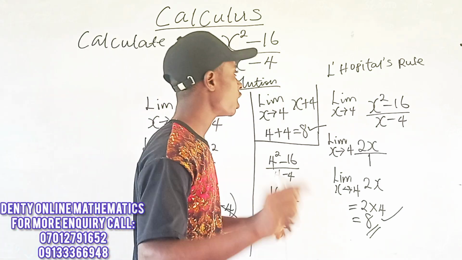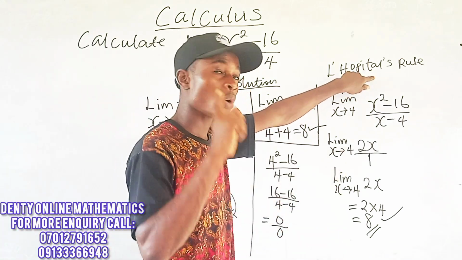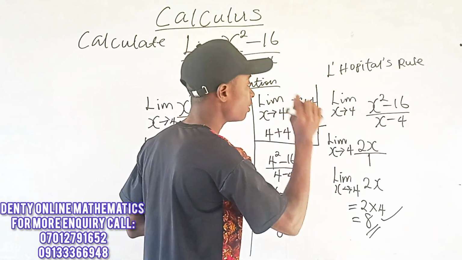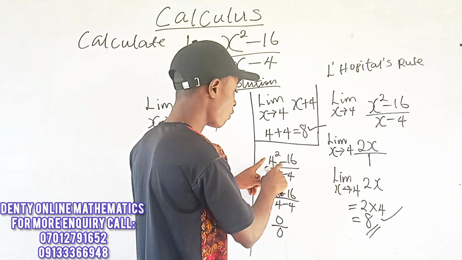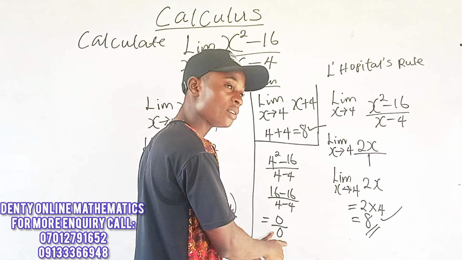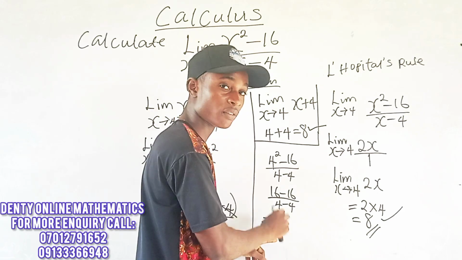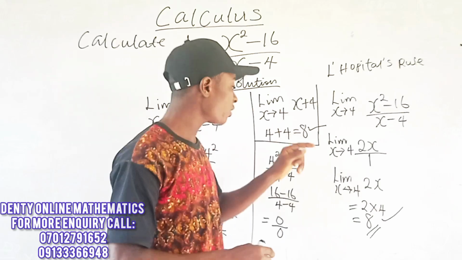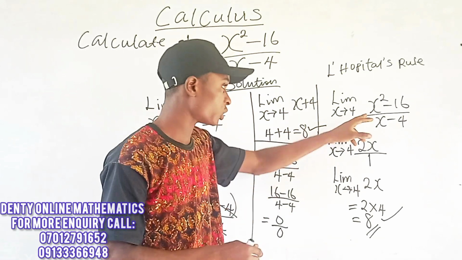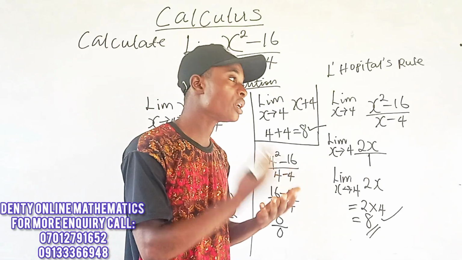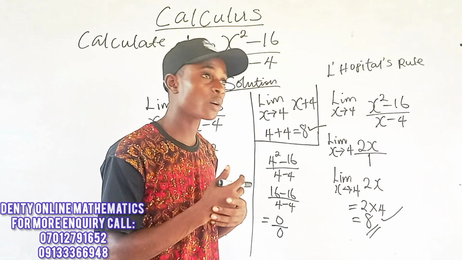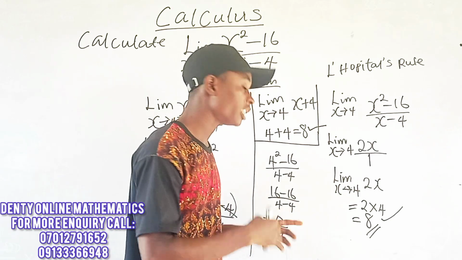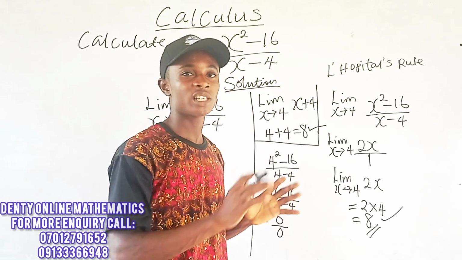Now take note of this. You can only use L'Hopital's rule when the limit is indeterminate by direct substitution. That means if I do a direct substitution of 4 into the function and it is undefined or indeterminate, meaning it doesn't have a value, that is the only time we can use L'Hopital's rule. But if we substitute into the function and we get a value, a real number, a rational number, or a decimal number, as long as it is not undefined, we accept the value. But if it is undefined, then we can proceed to use L'Hopital's rule. This is just what I have for you today.